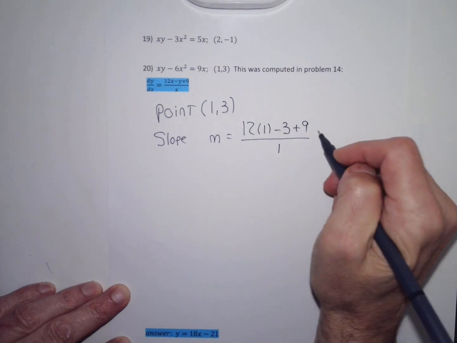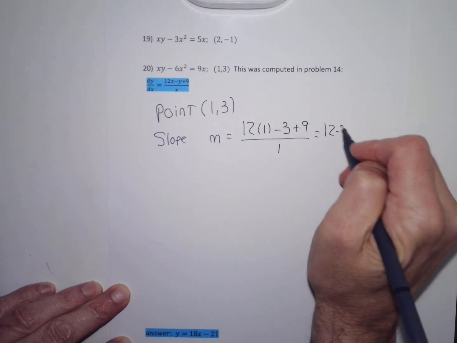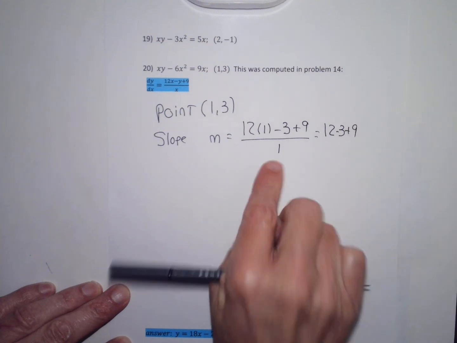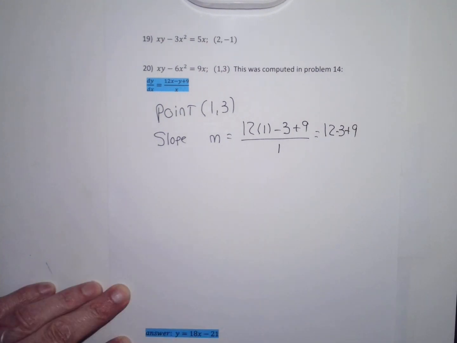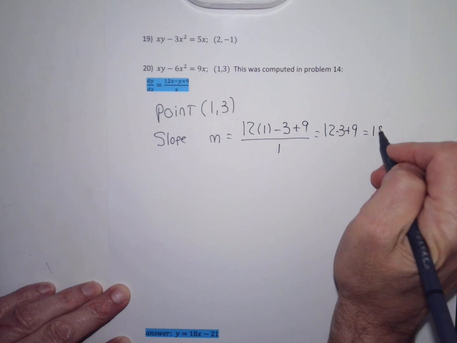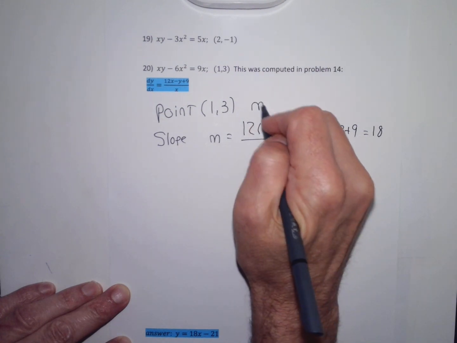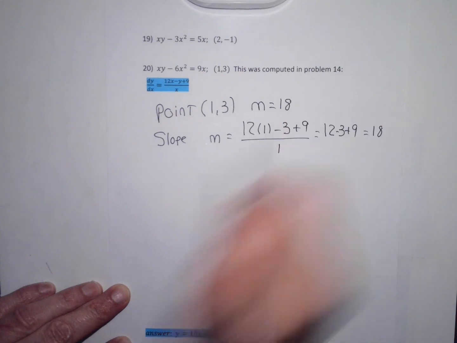This is going to give me what? 12 minus 3 plus 9. And I don't need to write over 1. That's just 1. And this is going to be 18 for the slope. So I have a point of 1, 3 and a slope of 18.